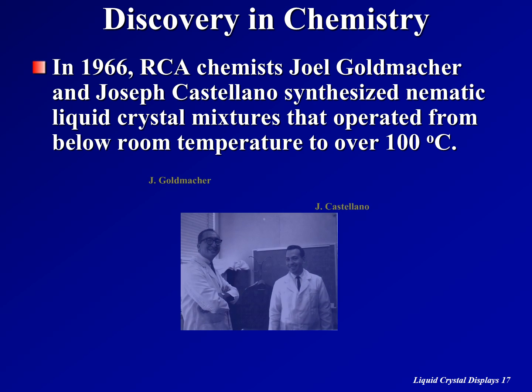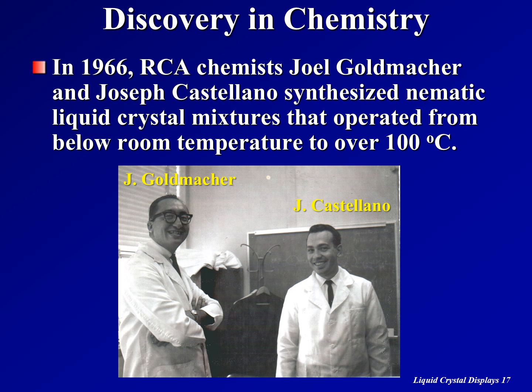In their experiments, Williams and Heilmeyer both used a material that had to be heated to 90 degrees Celsius to reach its liquid crystalline state. This would be impractical for a television display, so the search for materials that could be operated over a broad temperature range was conducted. In 1966, RCA chemists Joel Goldmacher and Joseph Castellano developed nematic liquid crystal mixtures that operated from below room temperature to over 100 degrees Celsius.